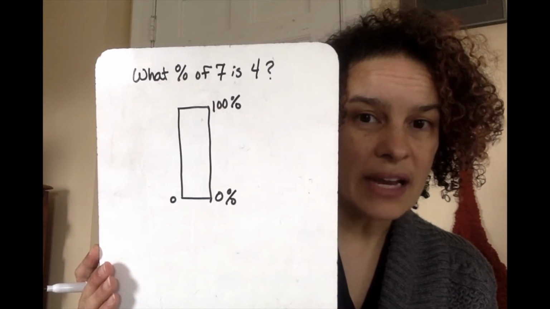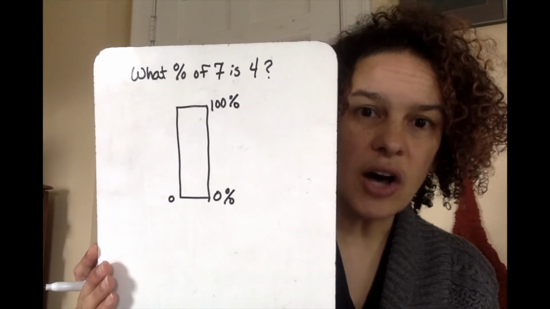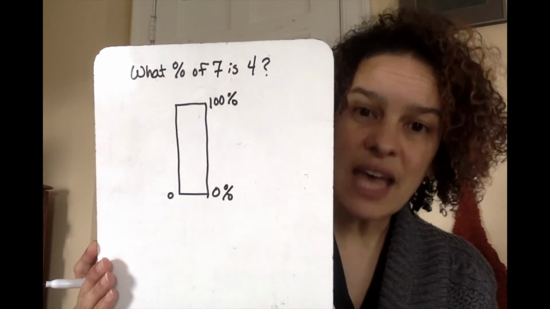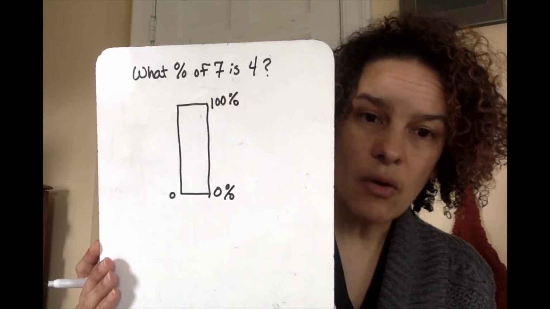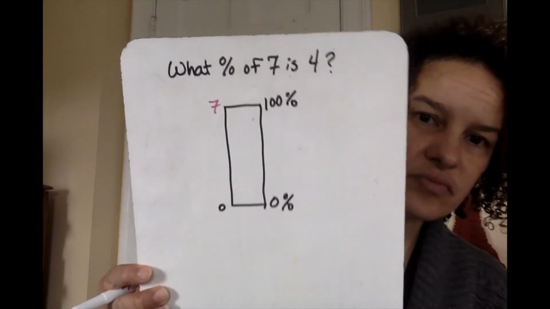Now I want to go ahead and add the information from our problem. So what percent of 7? So 7 must be the whole thing. What percent of 7 is 4? 7 must be the total. So I'm going to go ahead and add 7 up at the top of my bar model.